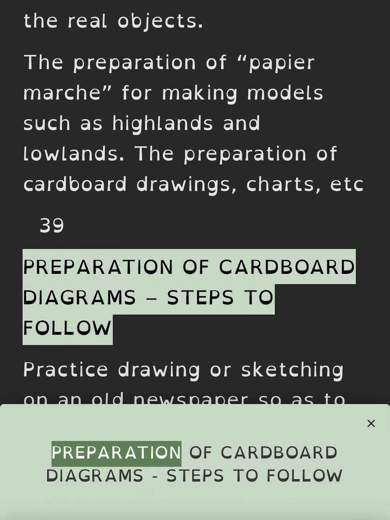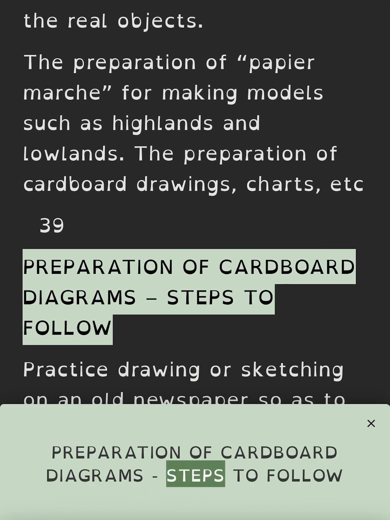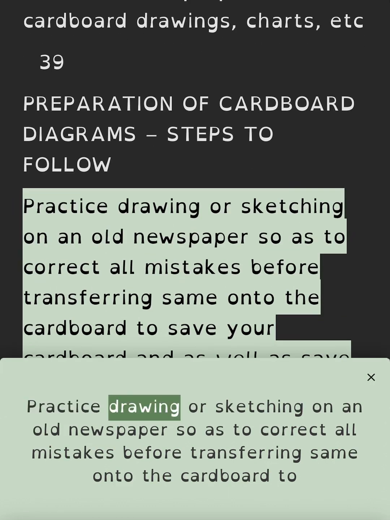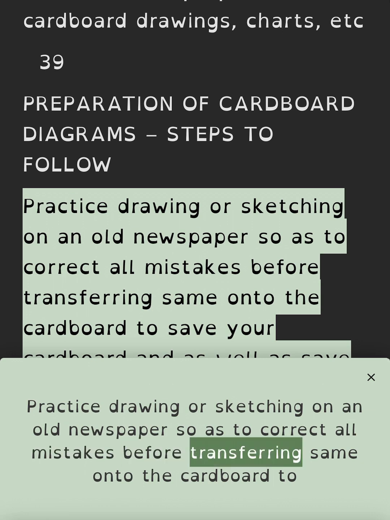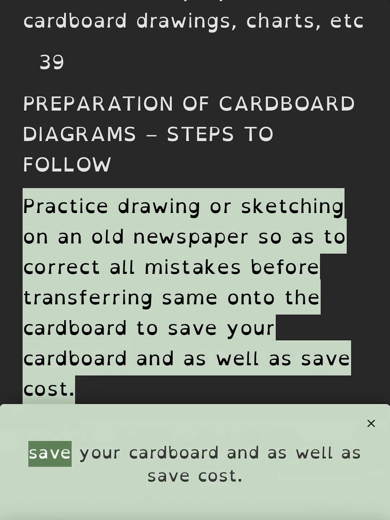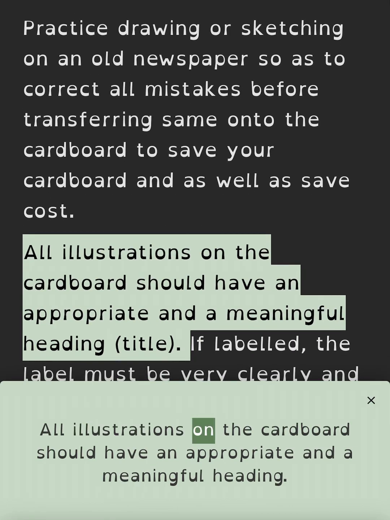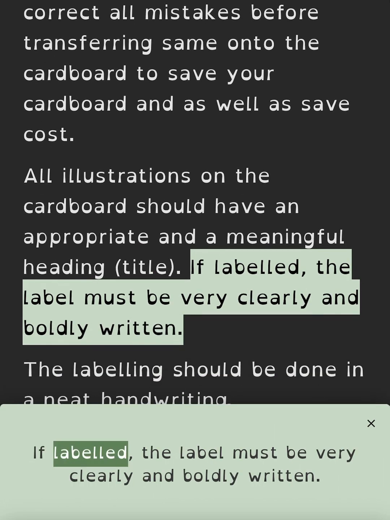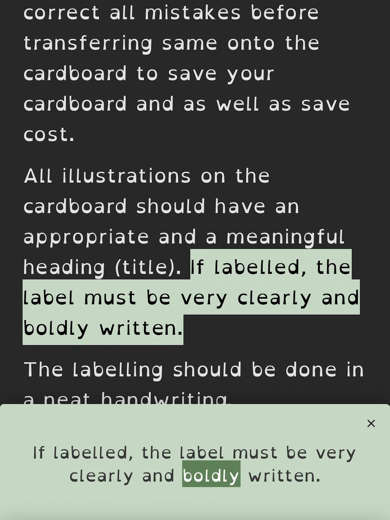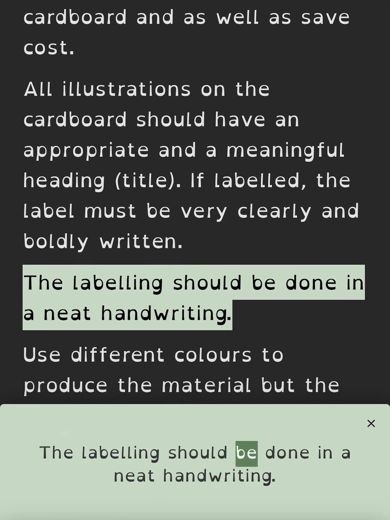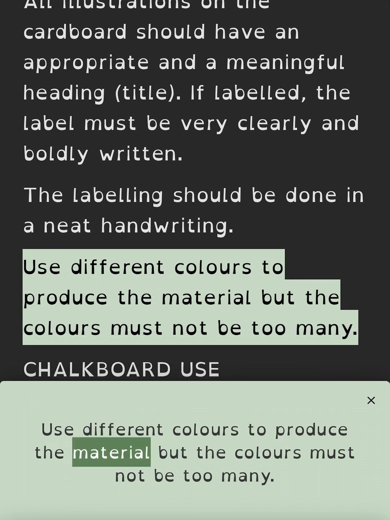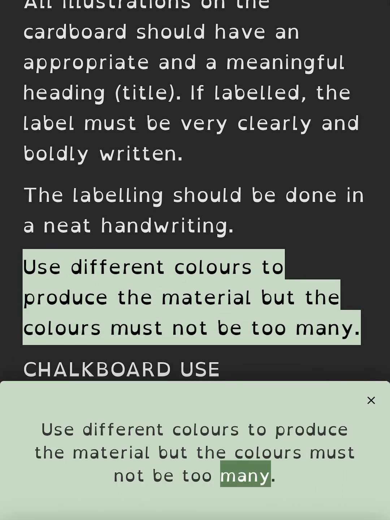Preparation of cardboard diagrams, steps to follow. Practice drawing or sketching on an old newspaper so as to correct all mistakes before transferring same onto the cardboard, to save your cardboard as well as save cost. All illustrations on the cardboard should have an appropriate and meaningful heading. If labeled, the label must be very clearly and boldly written. The labeling should be done in a neat handwriting. Use different colors to produce the material, but the colors must not be too many.